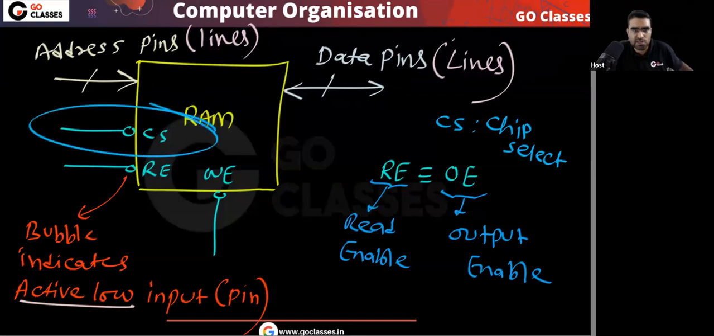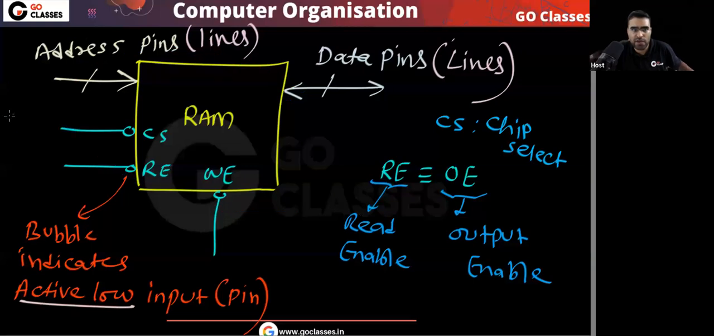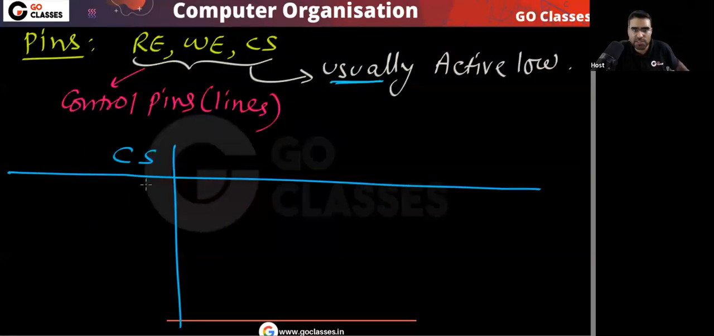It means when this is low, then it will be active. When I apply 0 to this chip select, then this RAM will be active. Is this clear? When I apply 0 here, this input 0, then this RAM will be active. If I apply 1, then there will be no working.